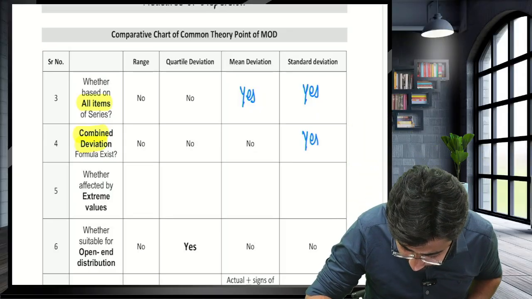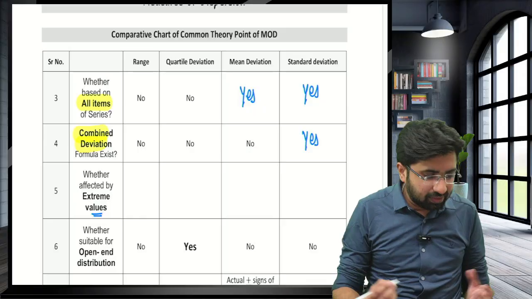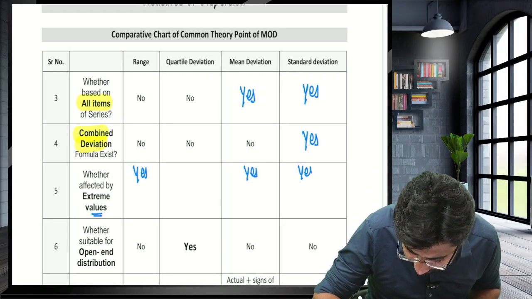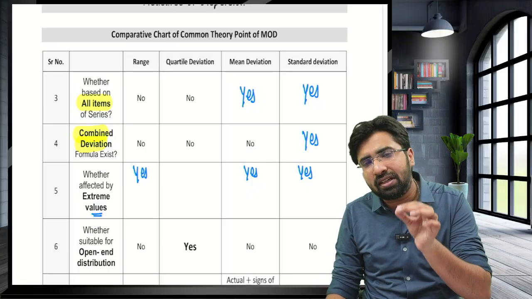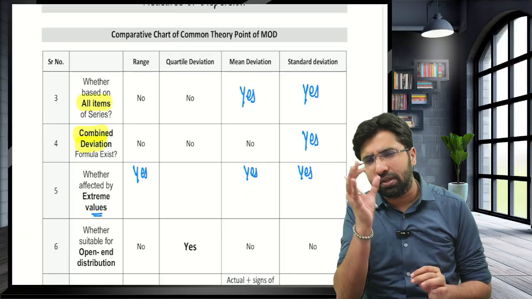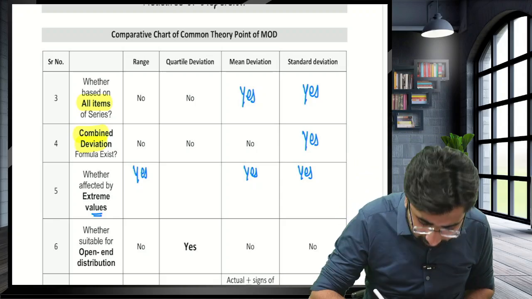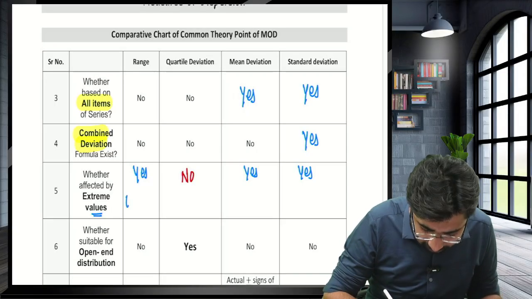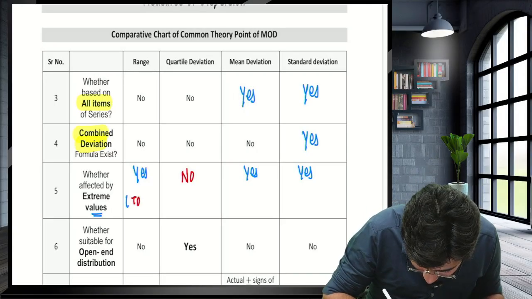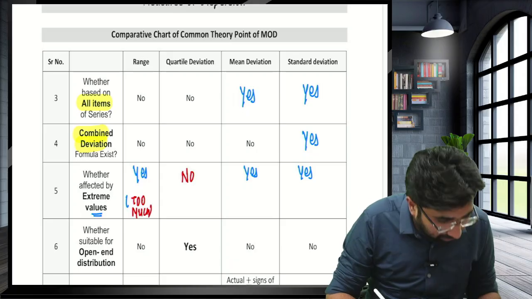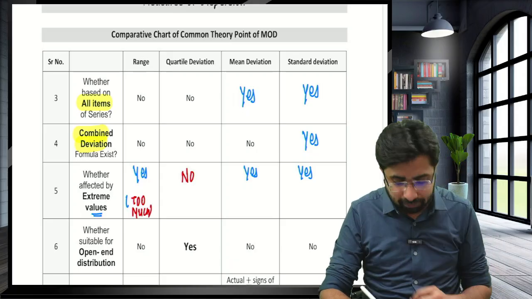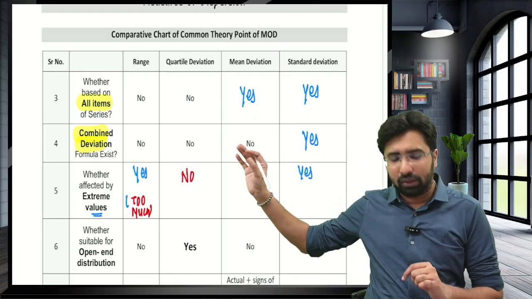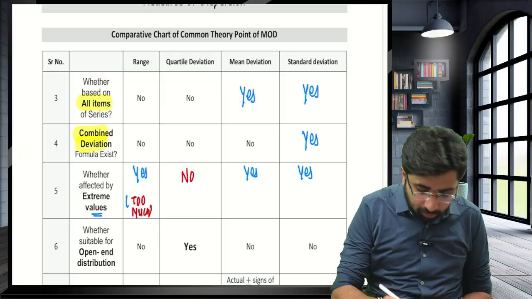So I will say here, yes. Guys, whether extreme values affect it: yes affected, yes affected, yes affected. Definitely the quartile deviation is also affected, but extremely little, guys. So theoretically we say that it is not affected. Now I'll say, guys, range is highly affected, too much. The quartile deviation is affected so little that theoretically we say there is no effect on the quartile deviation due to the extreme value.